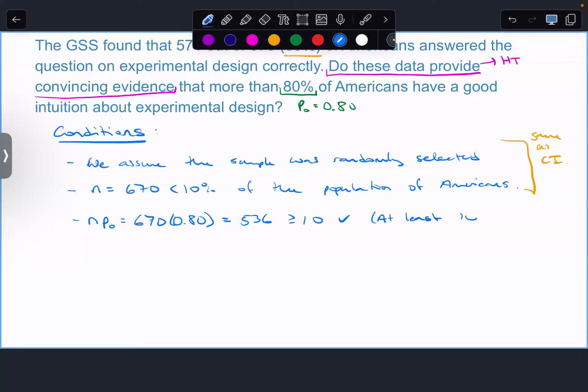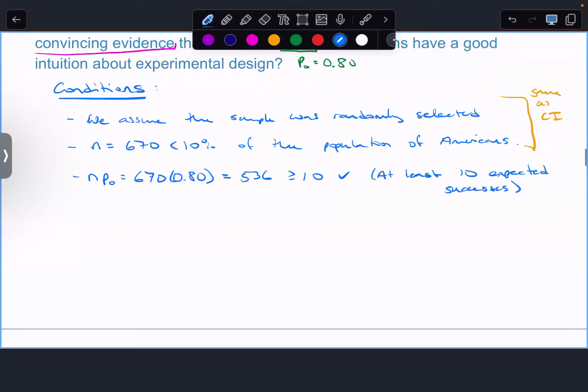At least 10 expected successes. And n times q naught, which is 670 times 0.20, 1 minus 0.8, is 134. Which is also greater than or equal to 10. At least 10 expected failures.